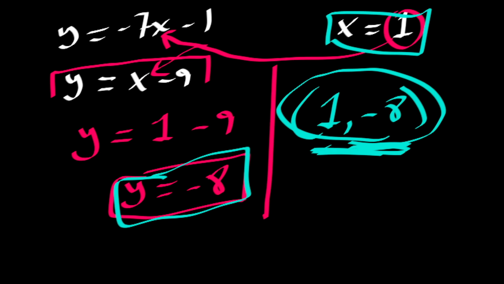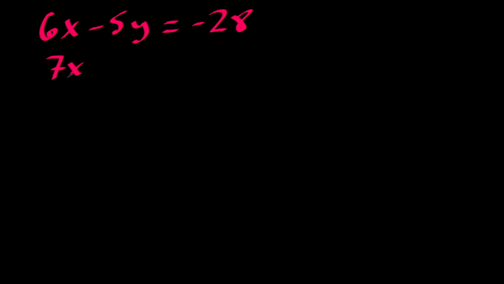All right, so now let's go to another problem. Let's make things a little bit harder. So 6x minus 5y equals negative 28. And then our second equation is 7x plus y equals 22. So now, see if you can figure out what the first step is. So the first step is we need to isolate an x or a y. We want x equals or y equals, because that's when we can substitute.